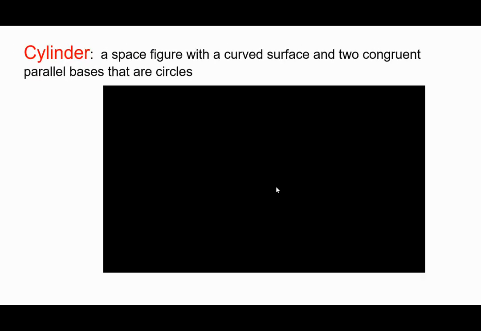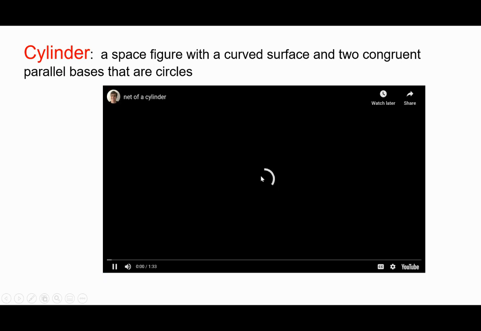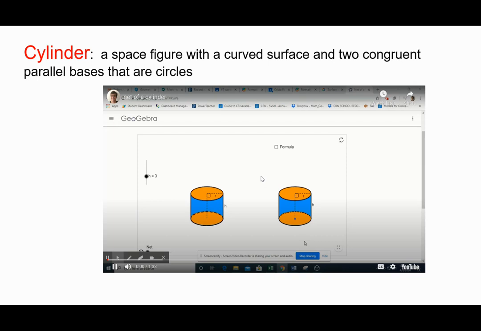All right, so a cylinder. A cylinder is a curved surface, and it has congruent parallel bases that are circles. Now we know this because we've been working with this before, but now we're going to take a look at this and see them unwrapped. Okay, this is a cylinder.